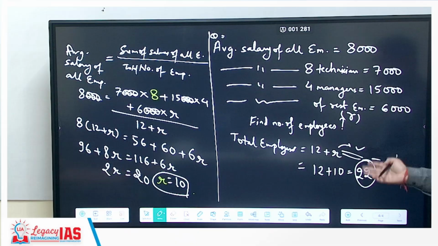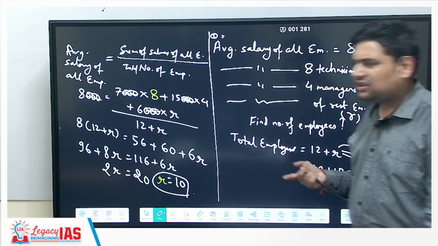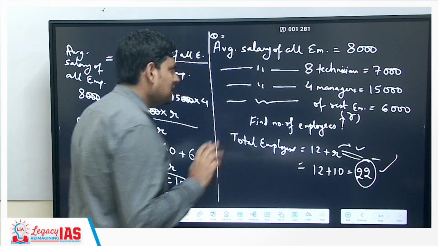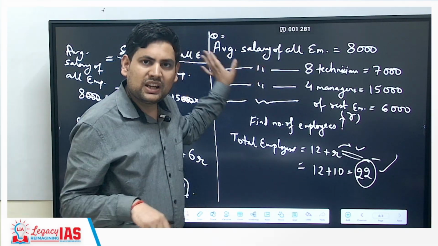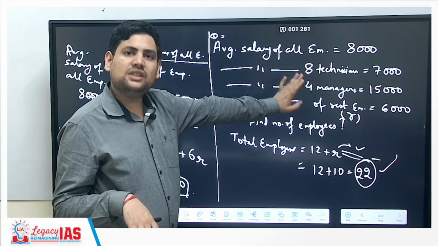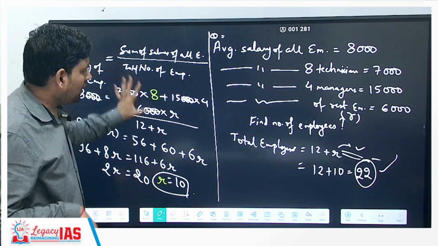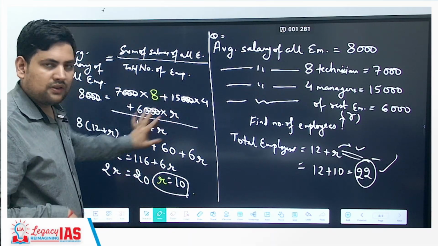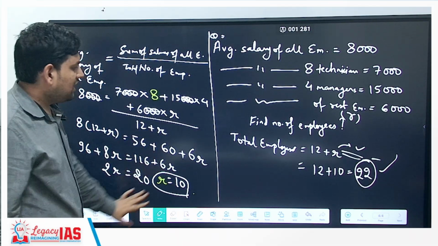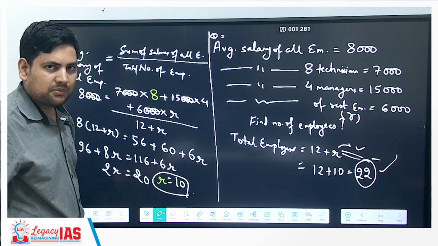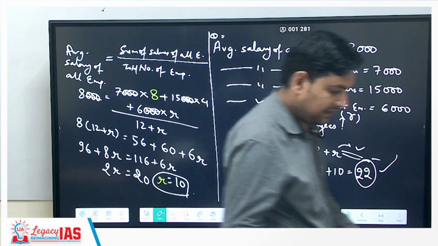Easy. So the total number of employees is 22. You can do similar questions. The thing is simple. You take the biggest average that is given to you for the largest number of observations. So you took the average salaries of employees, then broke it down into the sum of all their salaries and got to the value of R, then the total number of employees you can calculate. That's it.